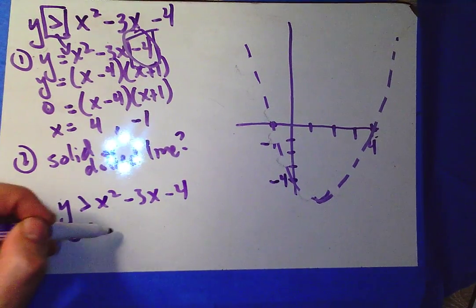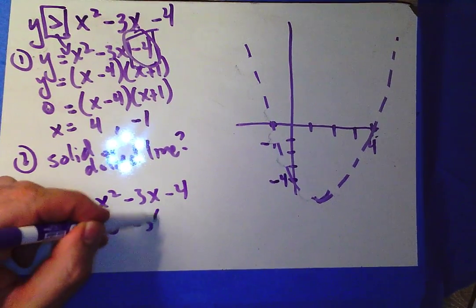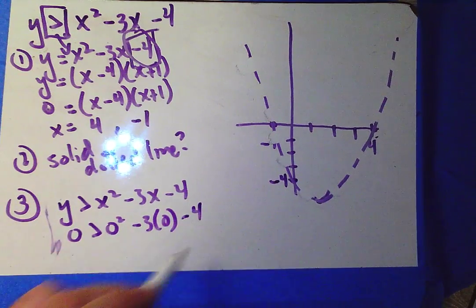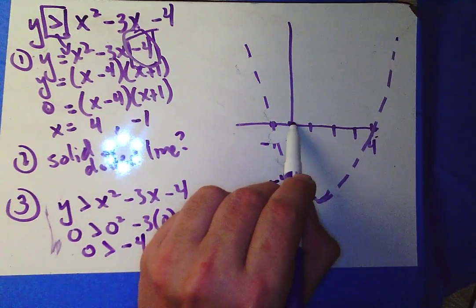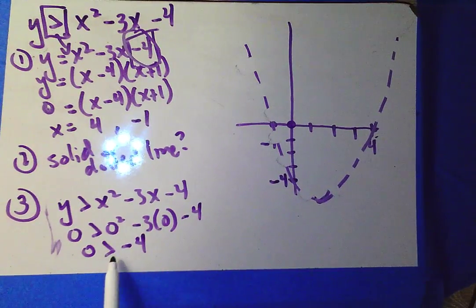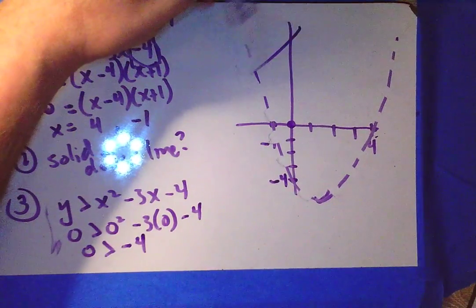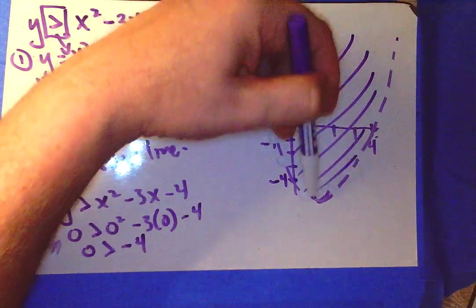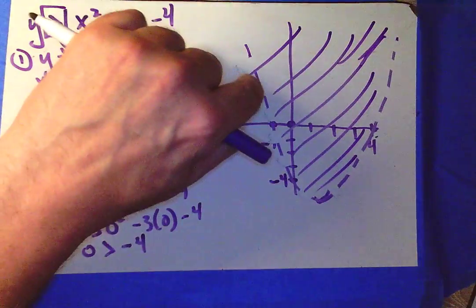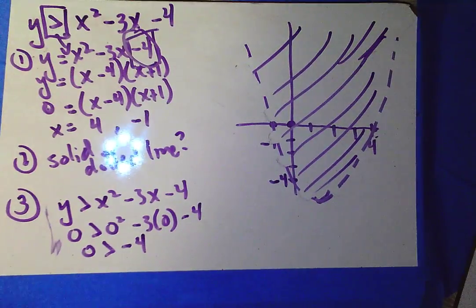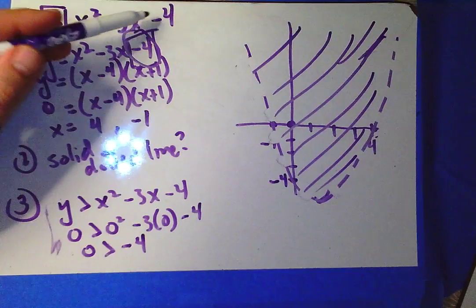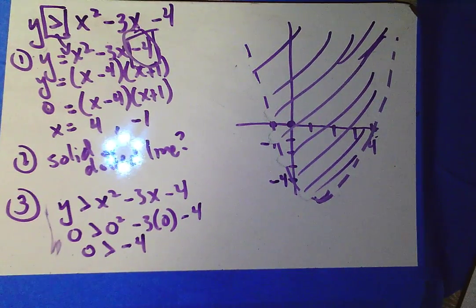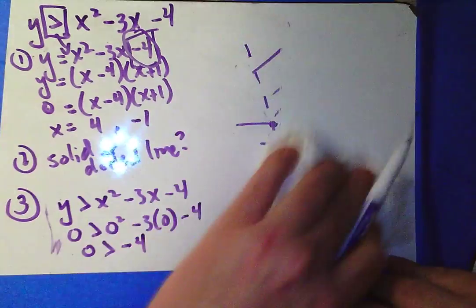And if I plug in 0, 0, I get 0 is bigger than negative 4. Is that true? Is this a solution point? Well, 0 is bigger than negative 4, and so anything in the interior of the parabola would be a solution. Okay? There's my solution to this inequality, y is greater than x squared minus 3x minus 4. Fabulous. Well, let's take it a step further.